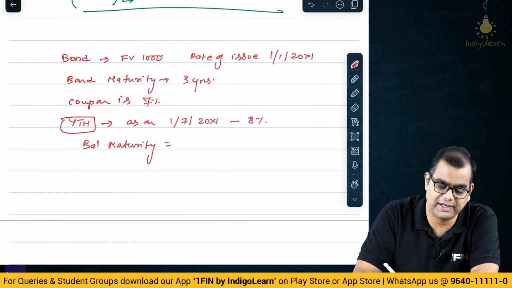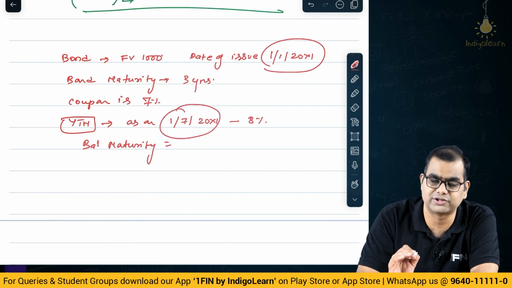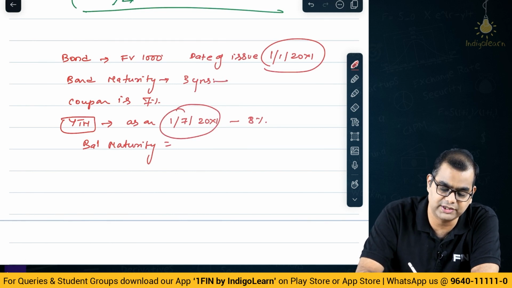is equal to what? Balance maturity, from 1st Jan 20x1 till 1st July 20x1, 6 months have passed out of total 3 years. So, balance maturity is 2.5 years.